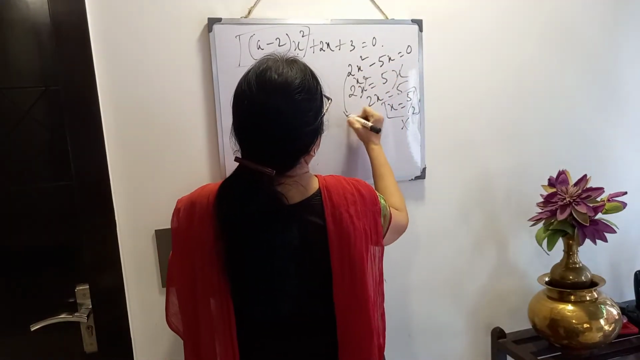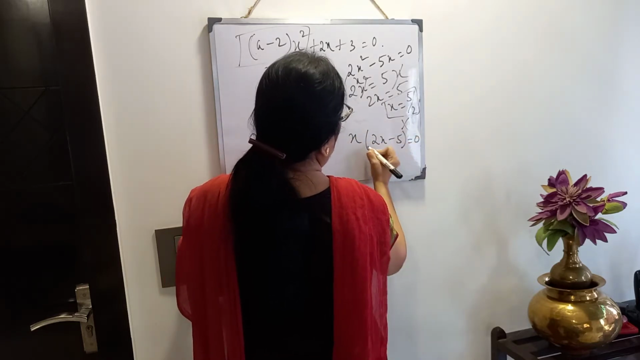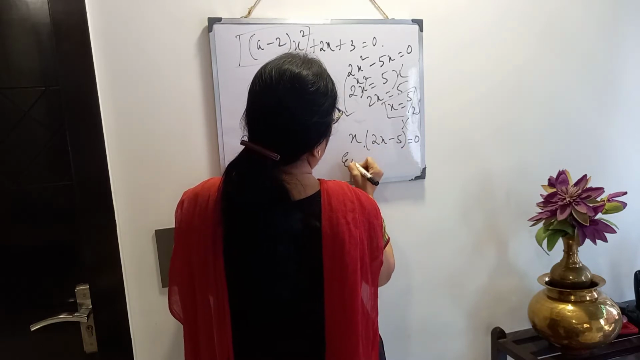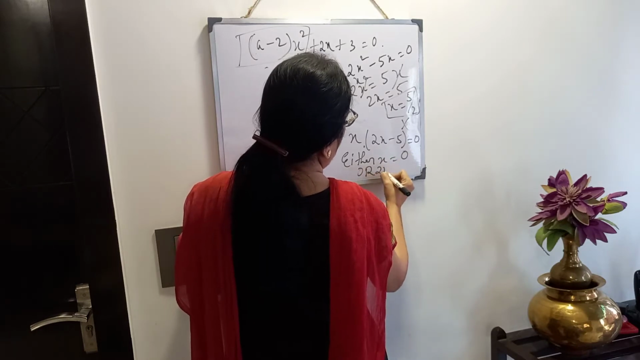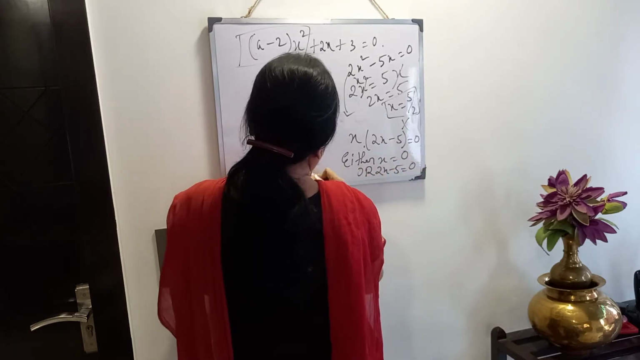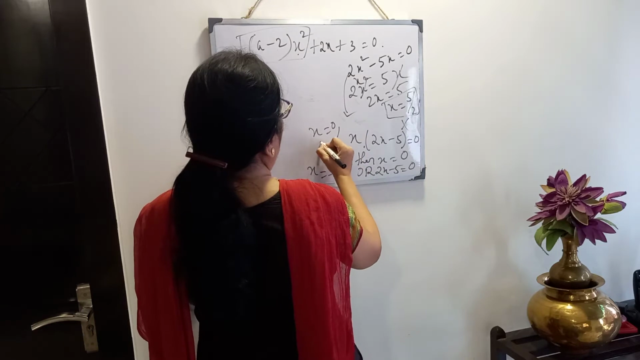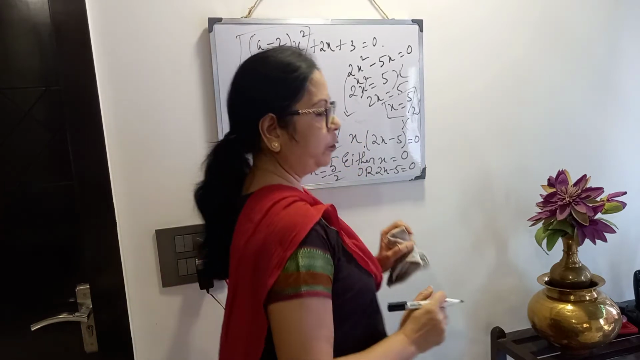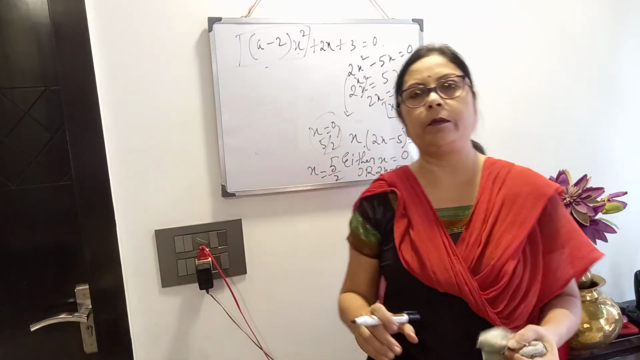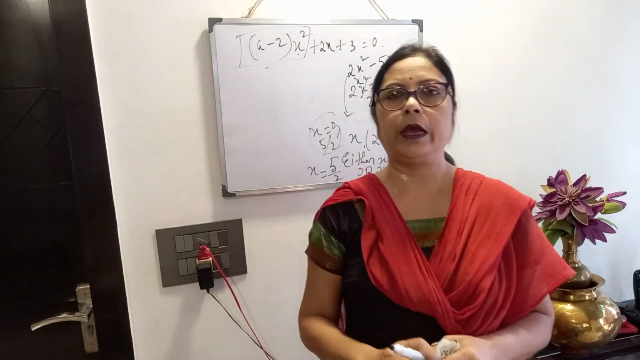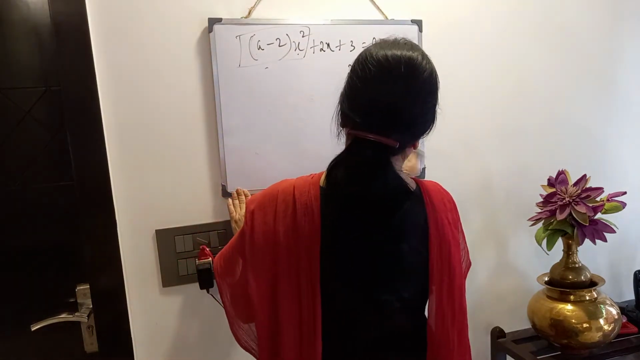So what to do in this case? You have to take x common. Then it will become x into 2x minus 5 equal to 0. Now the product of two factors being 0 means either x equals 0 or 2x minus 5 equals 0, which means x equals 5 by 2. So you are getting two values, 0 and 5 by 2. So this is the correct answer and that is the wrong answer. Keep in mind, after solving any quadratic equation you will get two values. Clear? Now I am going to start the main problems.